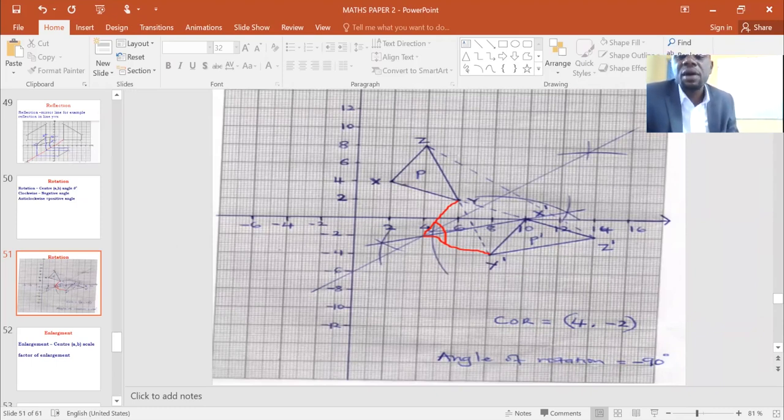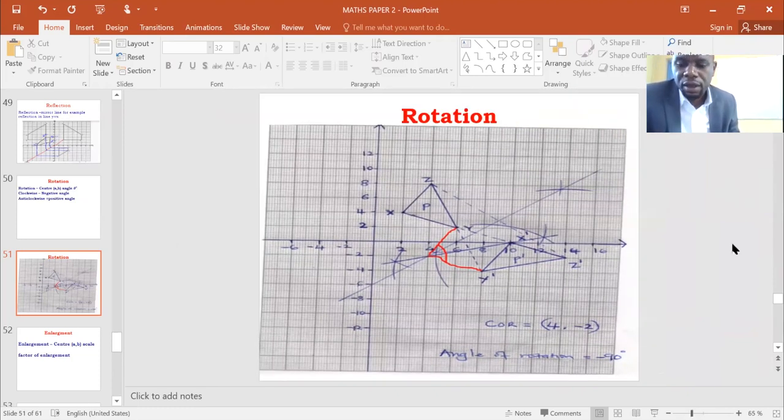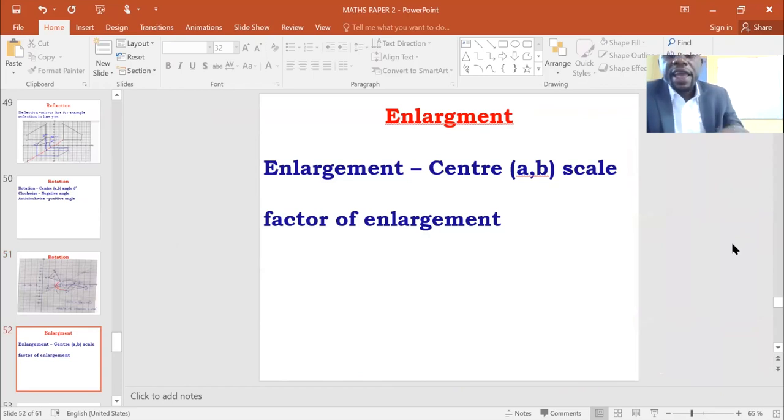And the center must be given in terms of a coordinate. In enlargement, you have to state the center of enlargement and also give a scale factor. You state the center and give the scale factor. You identify the center of enlargement and also identify the scale factor of enlargement. That is when the description for enlargement becomes complete.